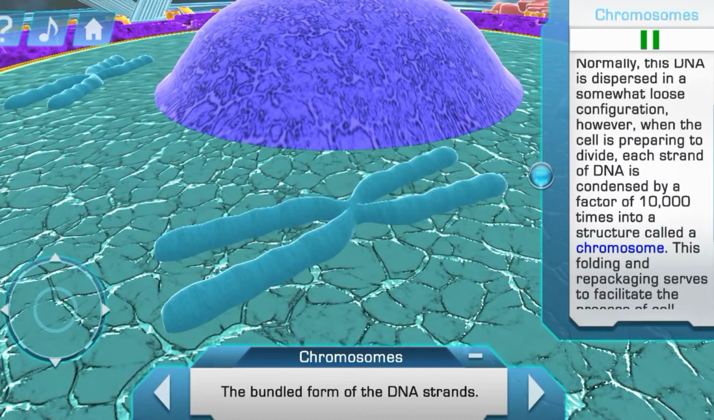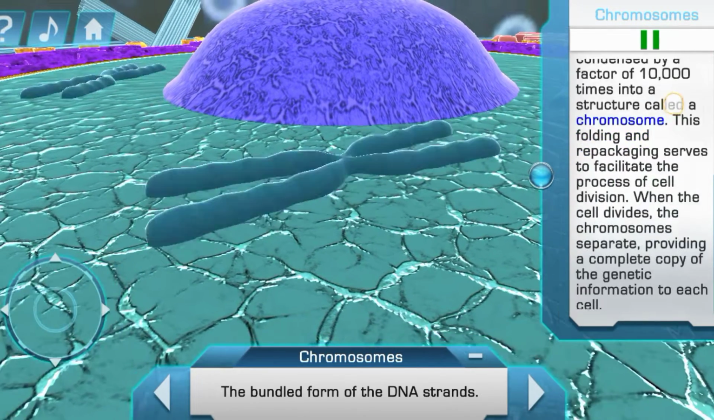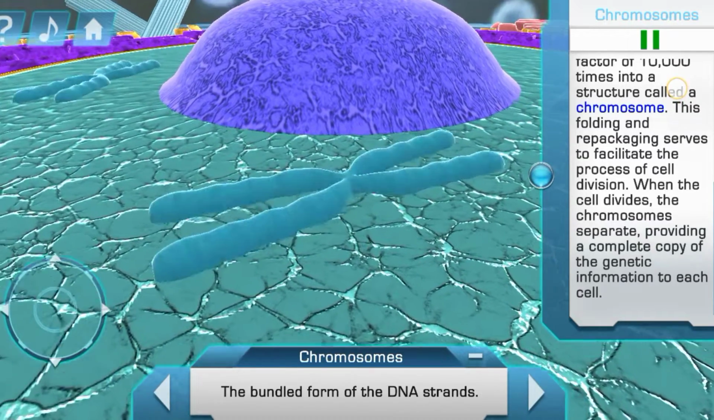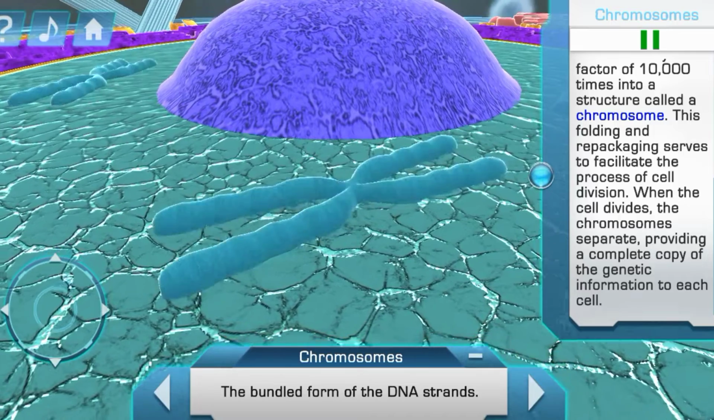This folding and repackaging serves to facilitate the process of cell division. When the cell divides, the chromosomes separate, providing a complete copy of the genetic information to each cell.